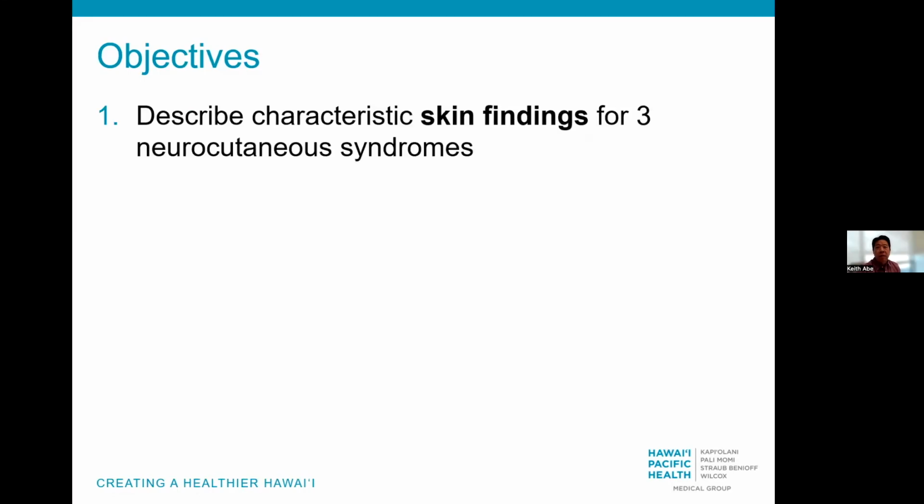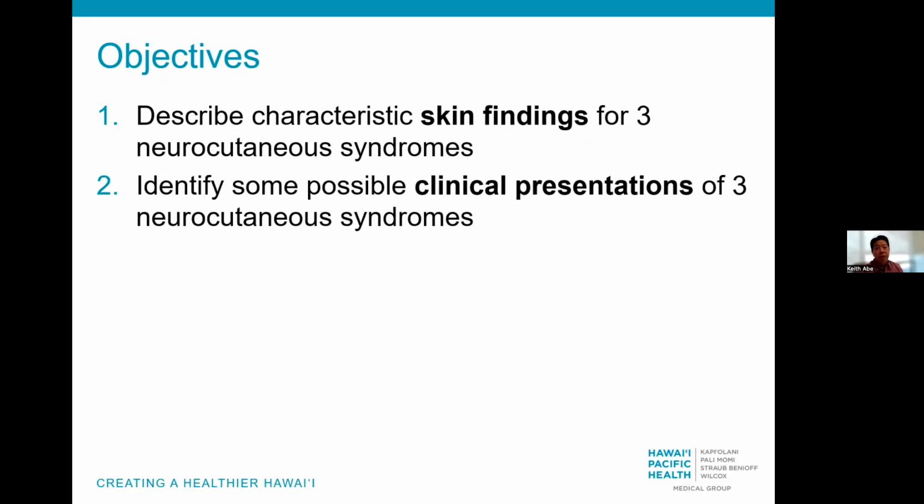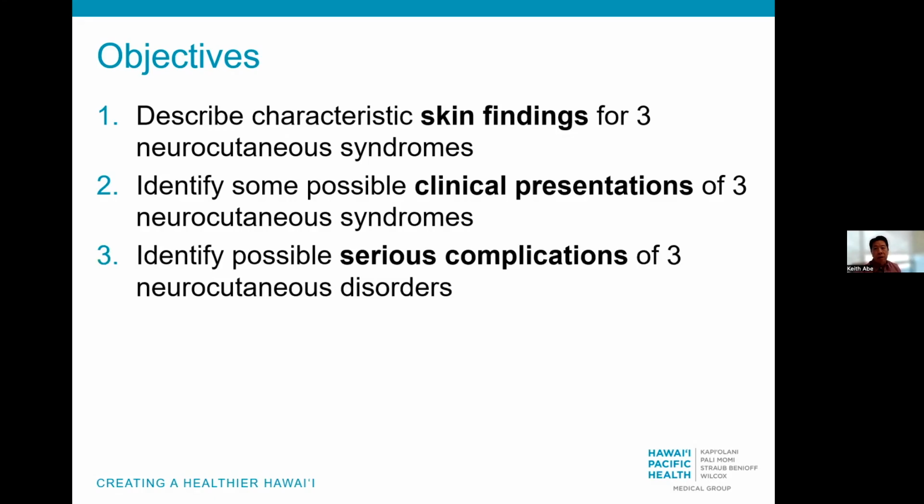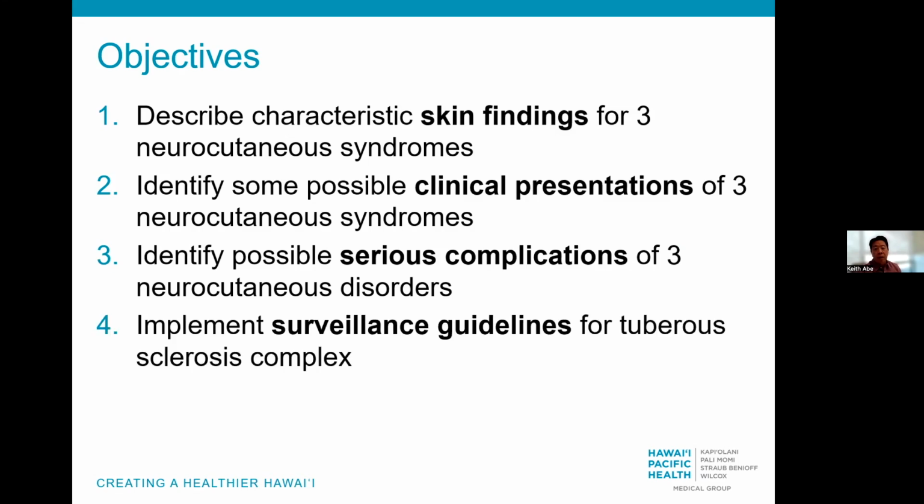Objectives for today. Just being aware of the skin findings for three of the most common neurocutaneous syndromes we'll be talking about, some of the ways that these patients can present at different ages to us, some of the serious complications that we're trying to monitor for and inform patients about. And then after diagnoses are made, how do we help in the surveillance of these patients to help with managing their condition as best possible? And please feel free to ask questions along the way. This is much better when it's interactive.